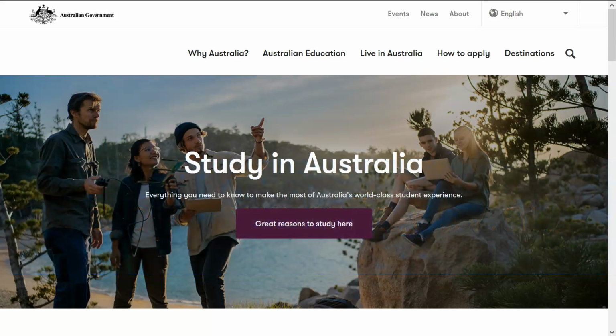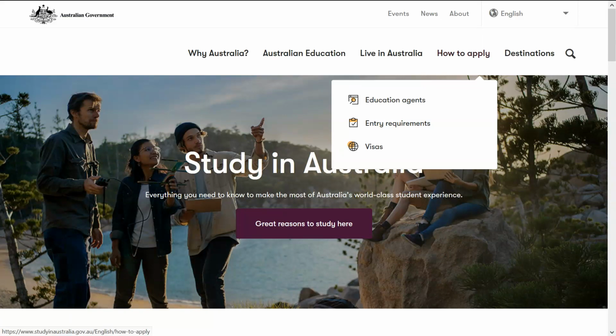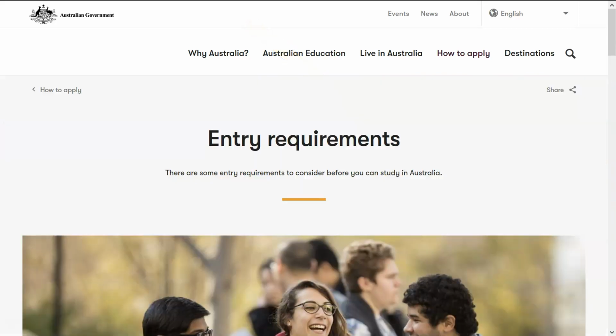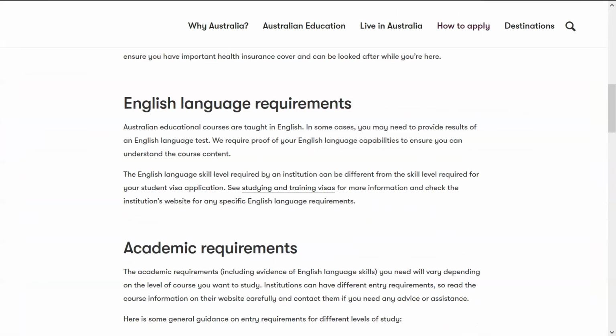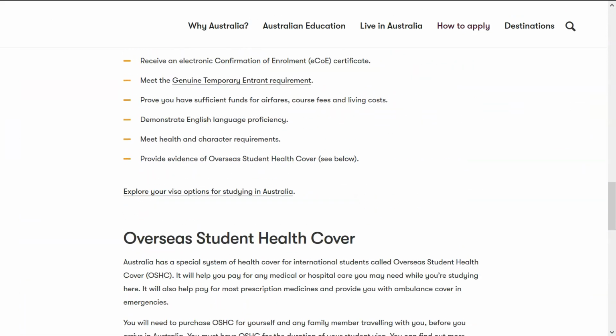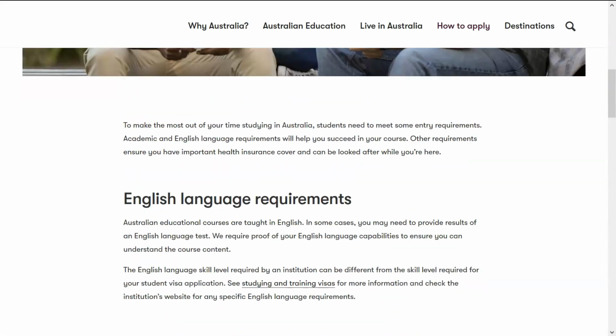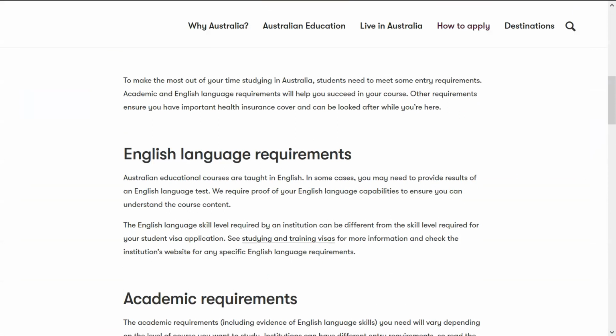studyinaustralia.gov.au, and if we go over here to the how to apply section and click on entry requirements, you will see a page here with the 4 points that I explained earlier. So let's have a look at the first one, English language requirements.